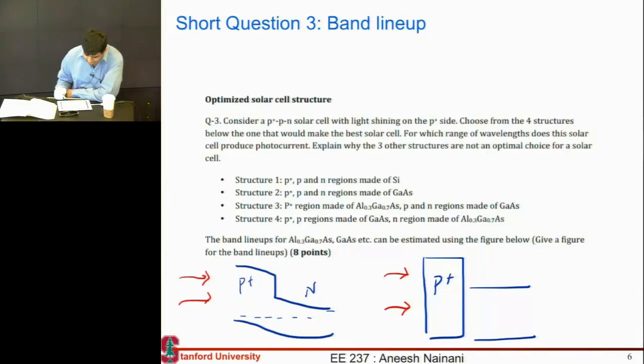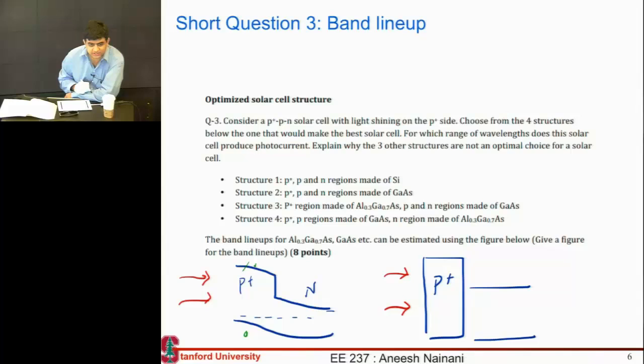Yes, so if the band gap of this P plus material is higher, it's going to absorb less of this light, right? Are you assuming that the light makes it into the region? Sure, it will, right? I'm placing a higher band gap material on the top. So you're right that less of this light will now get absorbed in the P plus region, so a lot fewer electron-hole pairs would be generated over here.